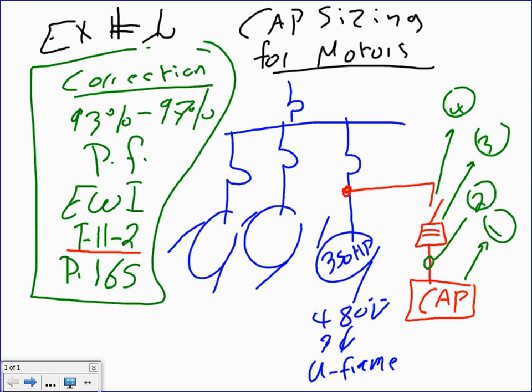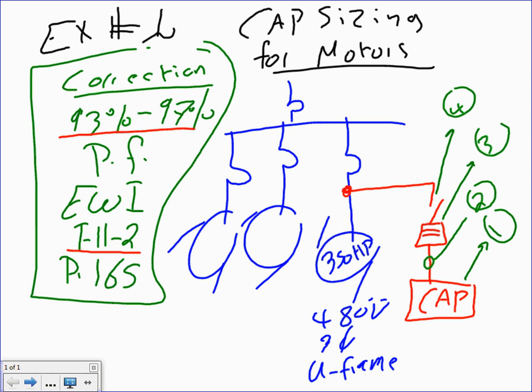I want you guys to look at page 165. They give you first the U-frame, second based on the RPM, the speed of a motor. They're based on these and the voltage, and the correction is always assumed. Can you guys see where the assumption of the correction is? 93 to 97. Anybody can tell me why they don't go to 100%?